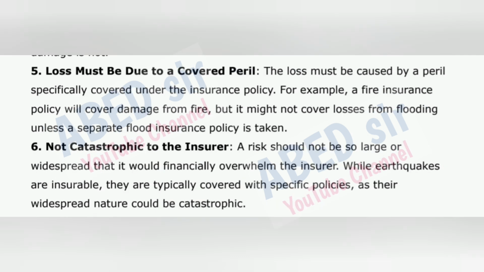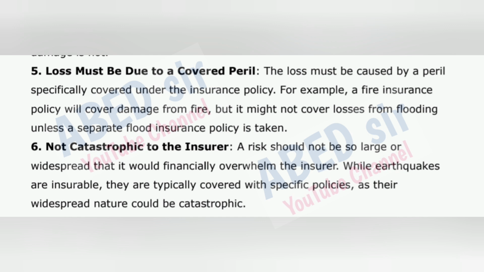5. Loss must be due to a covered peril. The loss must be caused by a peril specifically covered under the insurance policy. For example, a fire insurance policy will cover damage from fire, but it might not cover losses from flooding unless a separate flood insurance policy is taken.